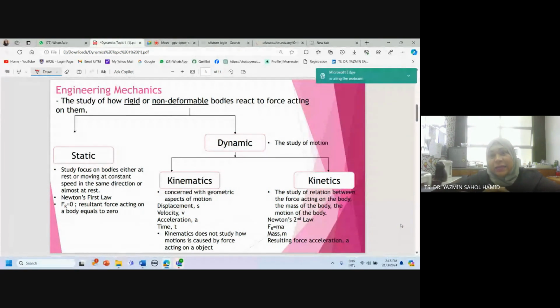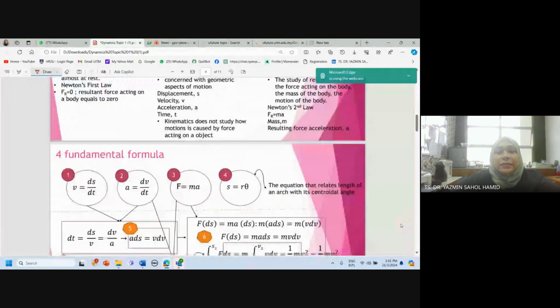Compared to kinematics, kinetics is the study of the force acting on the body or the mass of the body. When you talk about the force acting on the body, forces can be due to a pushing force or the force of a cable, and the mass of the body, which has a weight, is also considered as a force. And then the friction between surfaces is also considered as a force. And this uses Newton's second law, which is F equals ma, whereby m is the mass and a is the resulting acceleration. Okay, all right, let's go to the next slide.